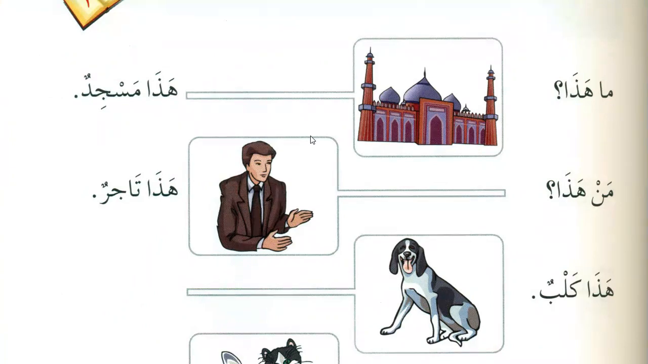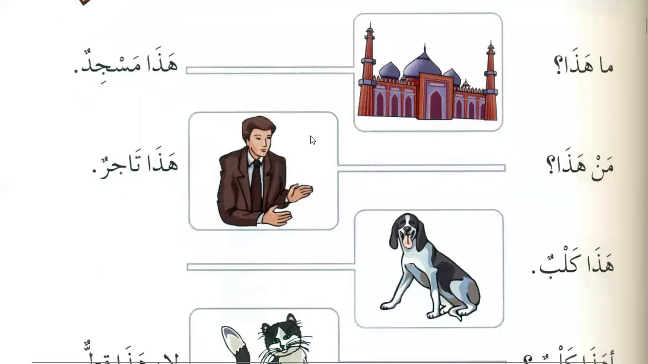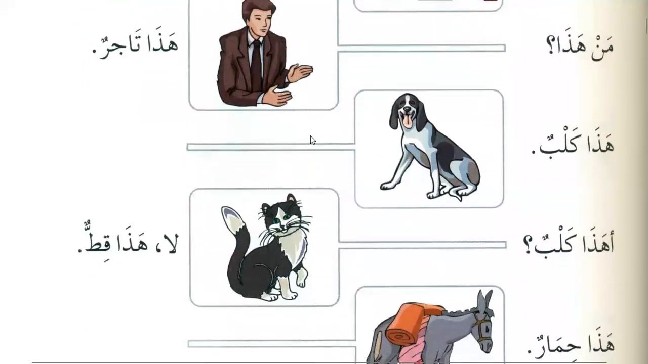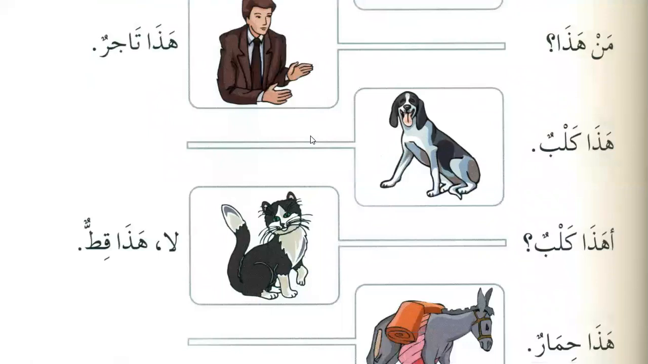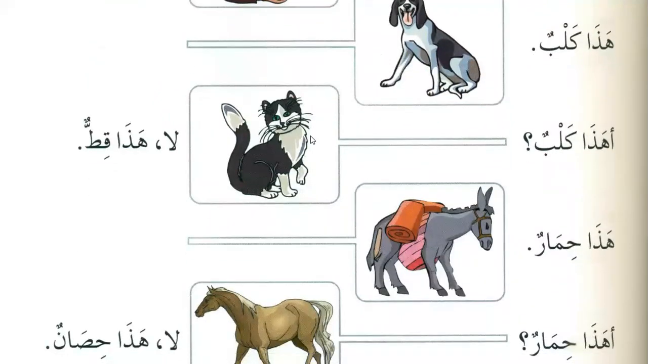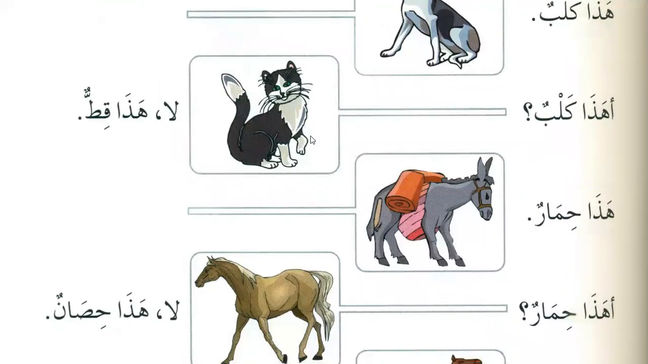Continue. Mahasa? What is this? Hasa masjidun. This is a masjid. Oh, this is a mosque. Man hasa? Who is this? Hasa tajirun. This is a merchant. Hasa kalbun. This is a dog. Ahasa kalbun? Is this a dog? La, hasa kittun. No, this is a cat.